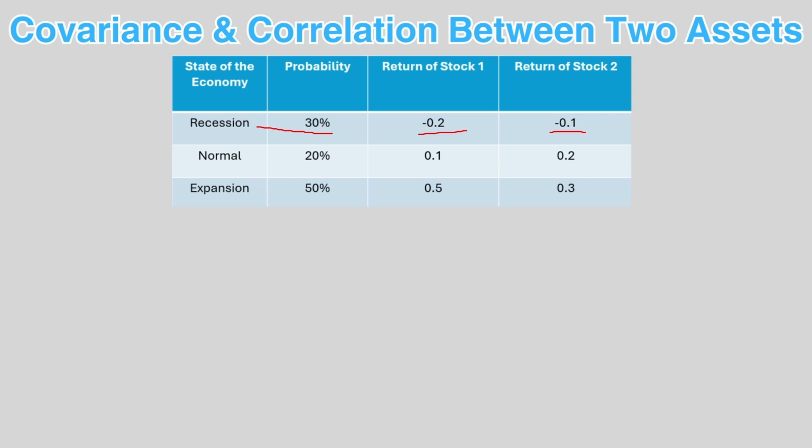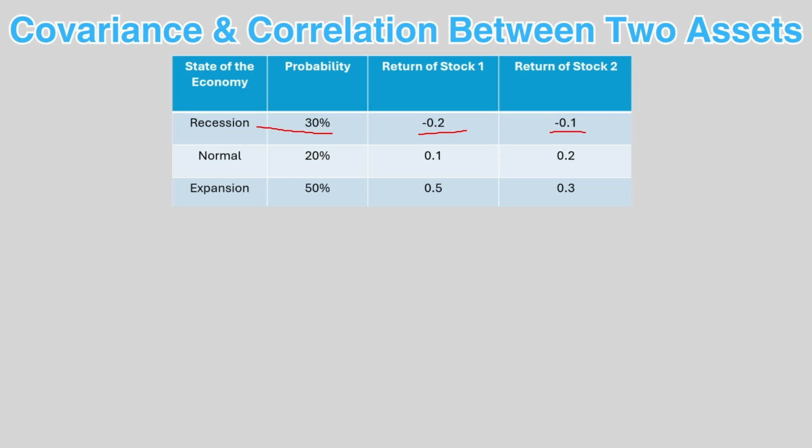In the normal state of the economy, which has a 20% probability of occurring, stock 1 is going to return 10%, stock 2 is going to return 20%. And in the expansion state, which according to analysts, let's say has a 50% chance of occurring, stock 1 is going to give us a 50% return, and stock 2 is going to give us a 30% return.